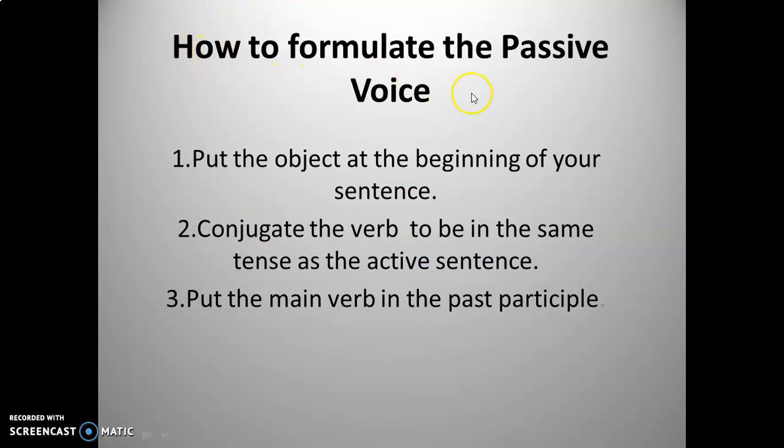Now, how to formulate the passive voice? We can formulate passive voice in 3 steps. Step number 1. Put the object at the beginning of your sentence. Number 2. Conjugate the verb to be in the same tense as the active sentence. Number 3. Put the main verb in the past participle.